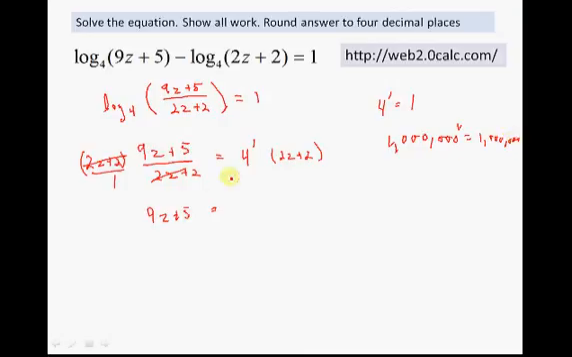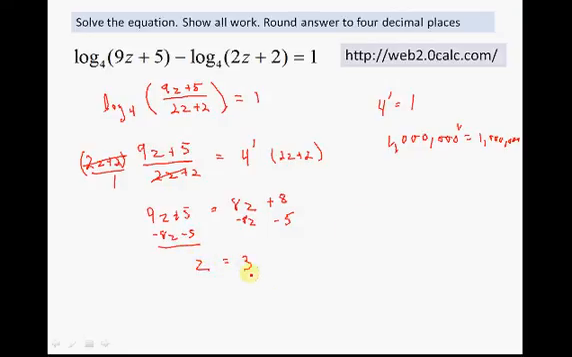Okay, so 4 times 2 is 8. We get 8z plus 8. So minus 8z, minus 8z, minus 5, minus 5, and we get z equals 3. So that's what we end up with as an answer: z equals 3.